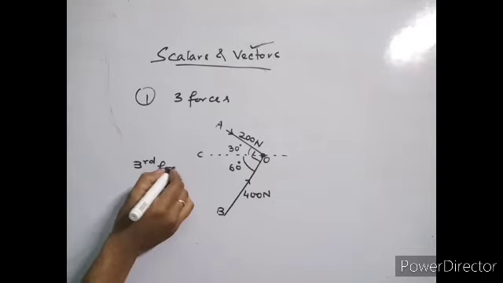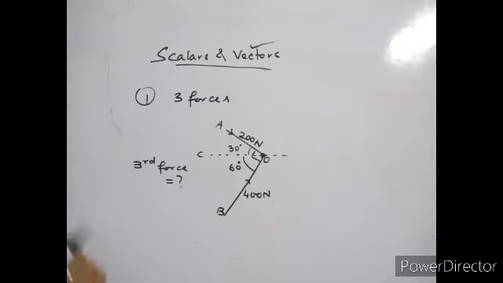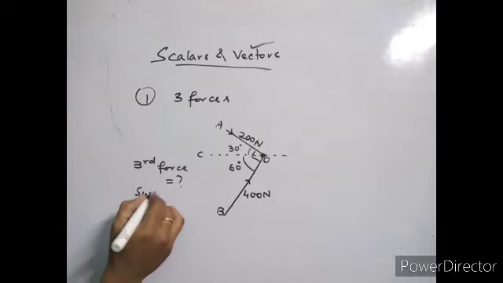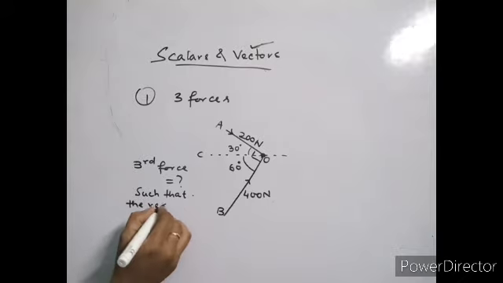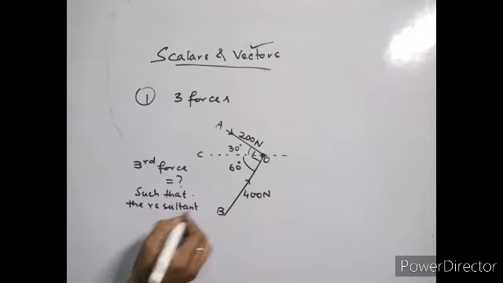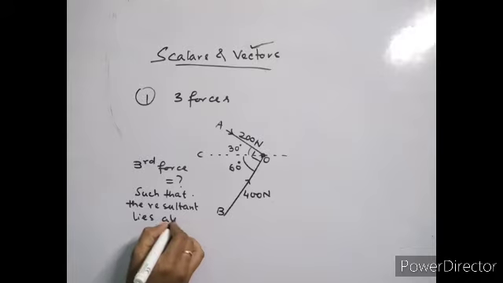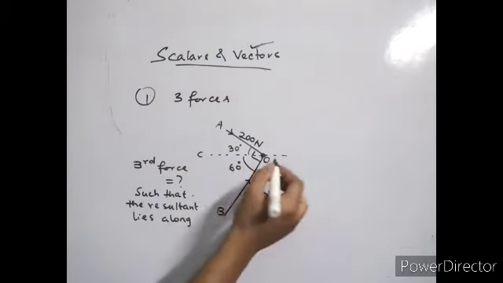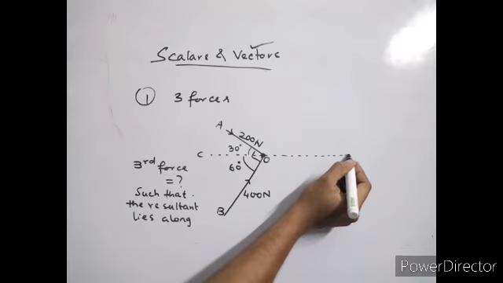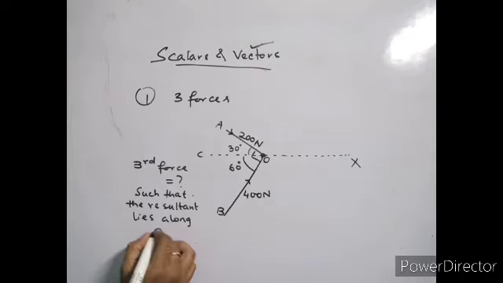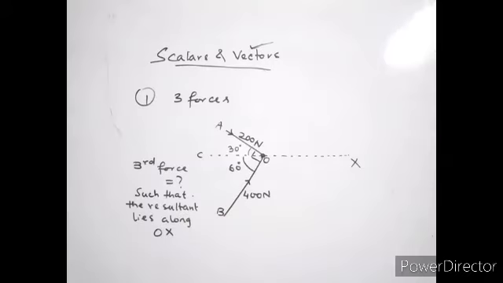Now we have to find a third force which will have such that the resultant lies along the line OX, that is continued along CO. So OX is the horizontal line extended CO line. So the resultant of all these forces has to lie on that line. So we need to find the third vector.